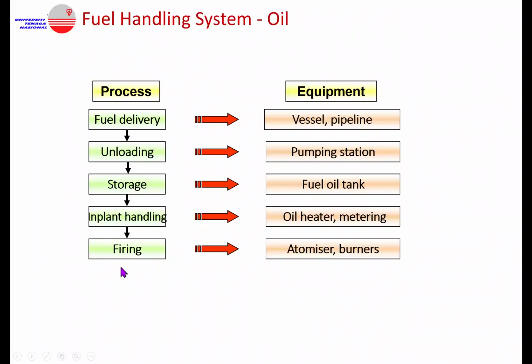During the firing, we have a burner. Usually, if you want to burn fuel oil, heavy fuel oil or light fuel oil, the burner will automatically atomize the oil. Atomize means it is broken into smaller droplets before the combustion process. When you atomize, it increases the surface area, and therefore the combustion efficiency will increase as well.